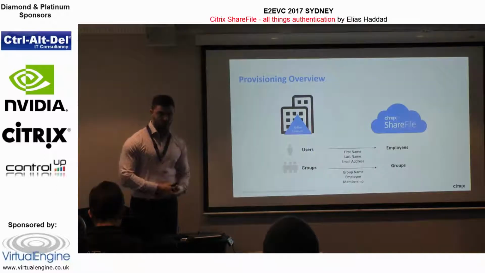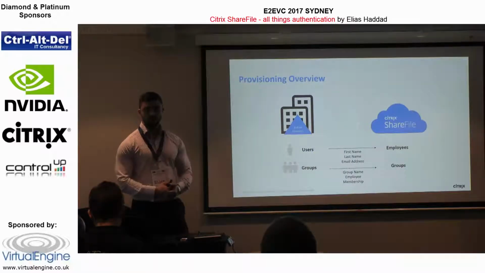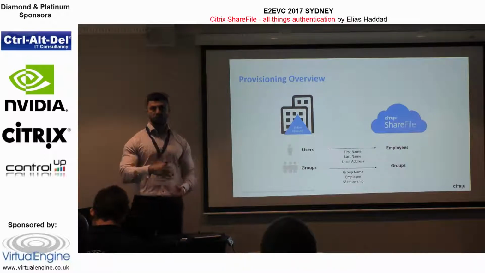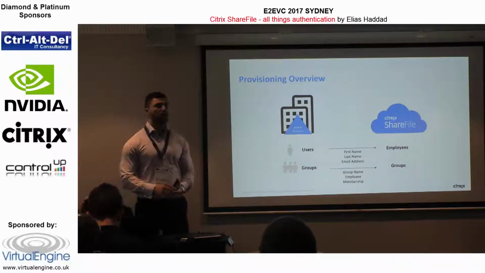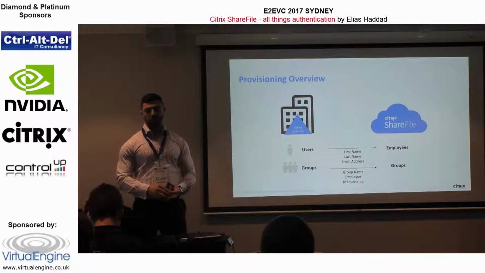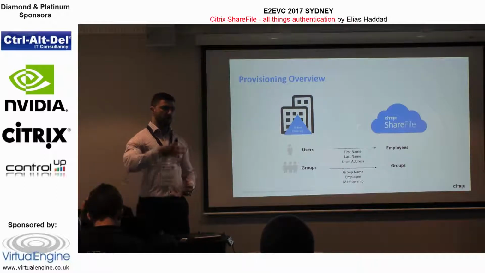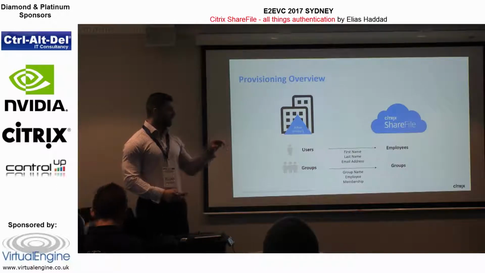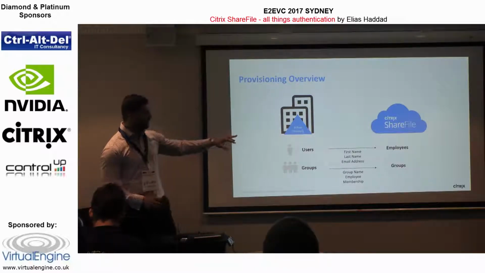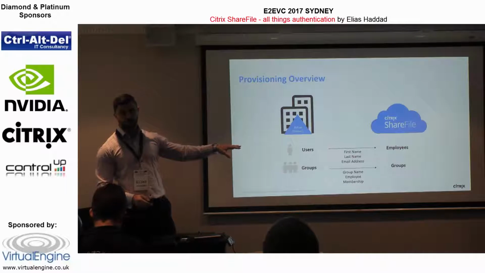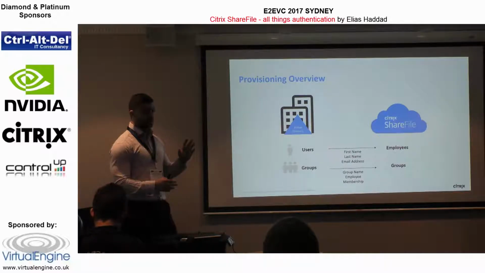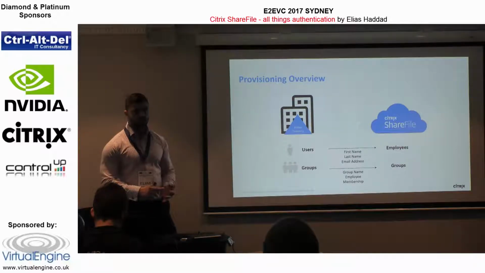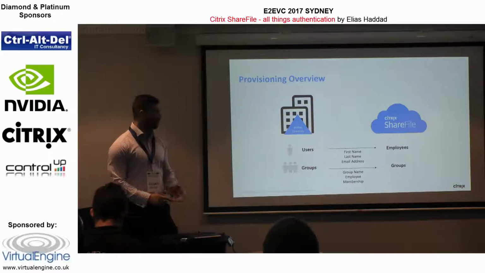Okay, user provisioning. Just a quick overview on how this is done. I mentioned earlier, a user object is required inside the ShareFile platform in order to facilitate permissions and authentication. Those are the attributes that we pull out of Active Directory. It is limited to the first name, last name, and email address. That's all we're interested in, and that's all that gets replicated across the platform.